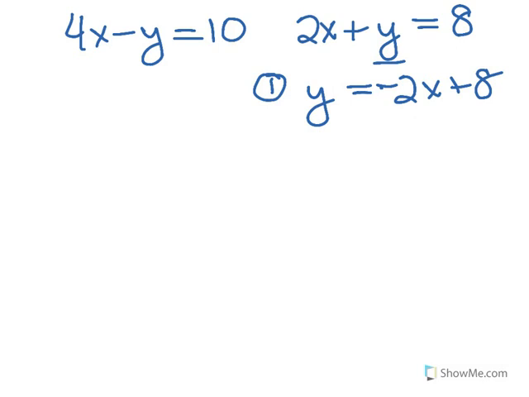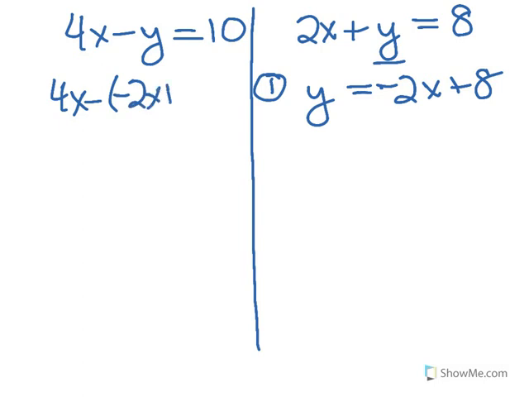Our second step is to take that formula for y and substitute it into the other equation. So let's draw a line here to make sure we don't get our work all confused. On the other side now, we're going to have 4x minus y. But we're not going to write y. We're going to write negative 2x plus 8. And that's going to equal 10 still.